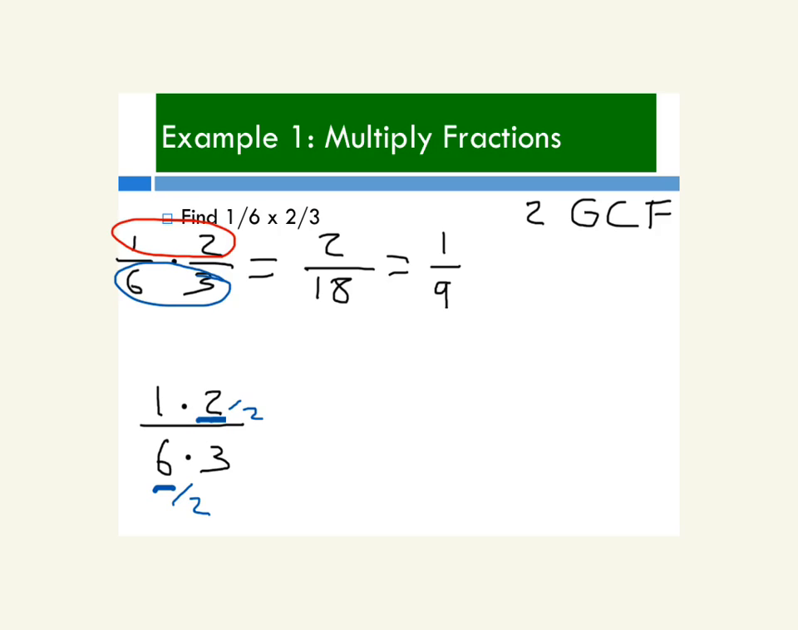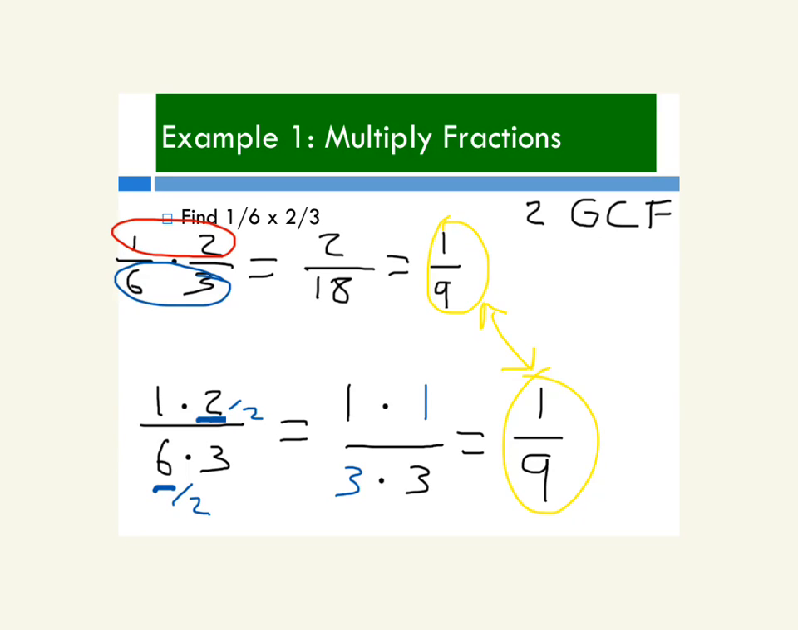This will help me simplify before, so if it's larger numbers, I won't have to find the greatest common factor later. Here I wrote it out again after taking out the greatest common factor, because 2 over 2 is 1 and 6 over 2 is 3. So I wrote it out as 1 times 1 over 3 times 3. As you see, that's going to come out to the exact same answer. So either way can work.